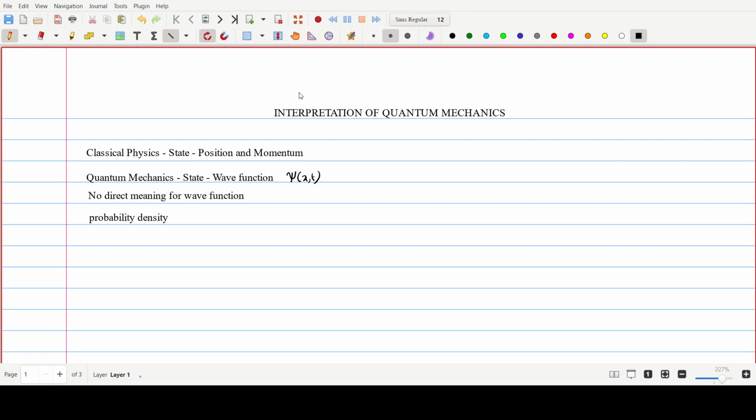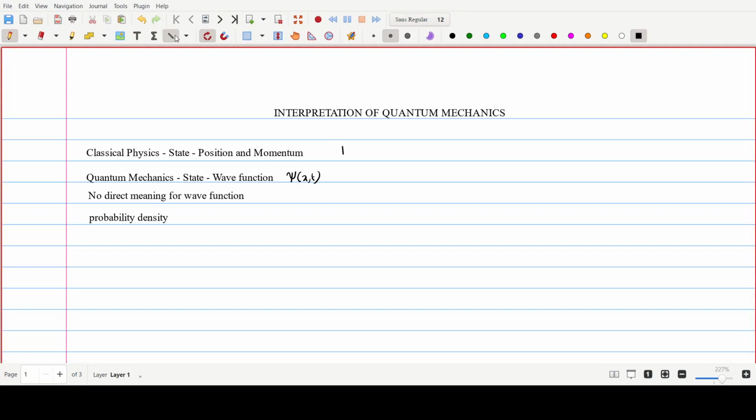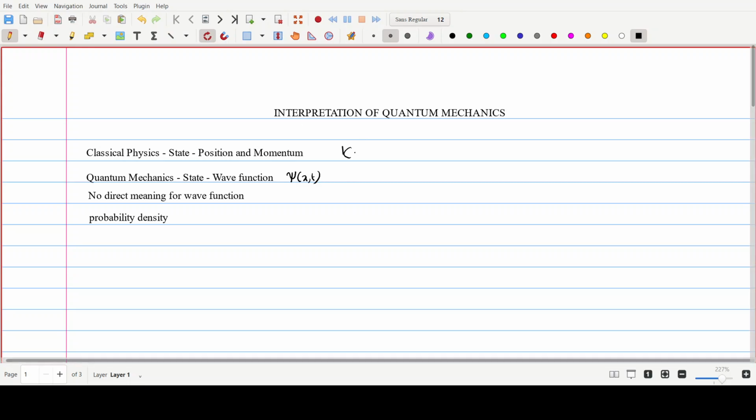In the last class we said that in classical physics the state of the system is defined in terms of position and momentum. If you know the position x and momentum p, then simply the doublet (x, p) defines the state of the system. Whereas in quantum mechanics, that is not possible. In quantum mechanics, the state is defined in terms of the wave function, mathematically expressed as psi, which is in general a function of x and t, and it can be a function of p and t as well. Now, the surprise is that there is no direct meaning for this wave function.